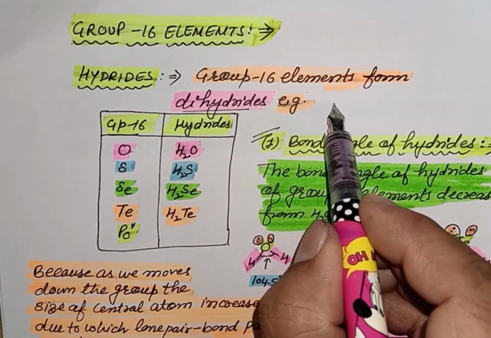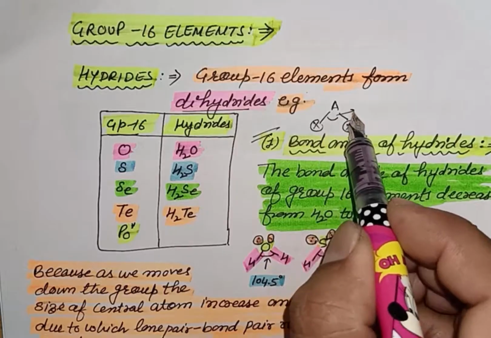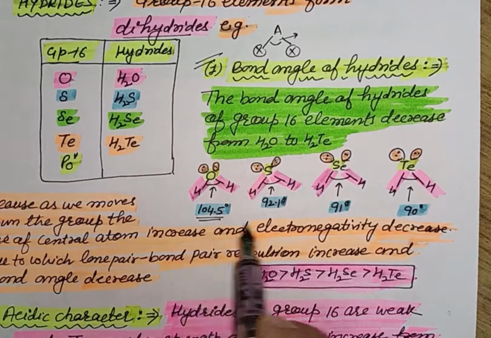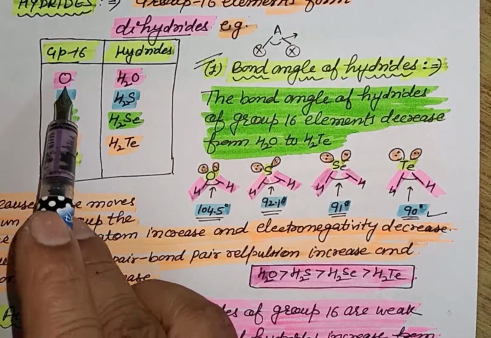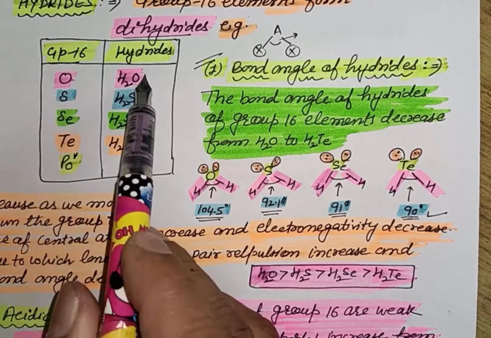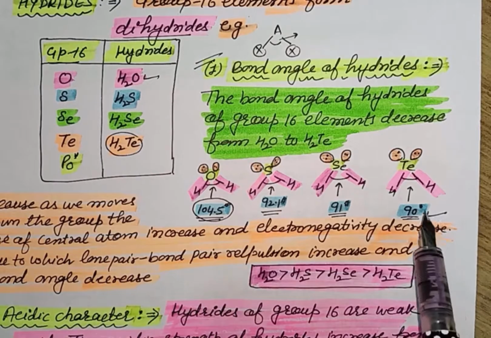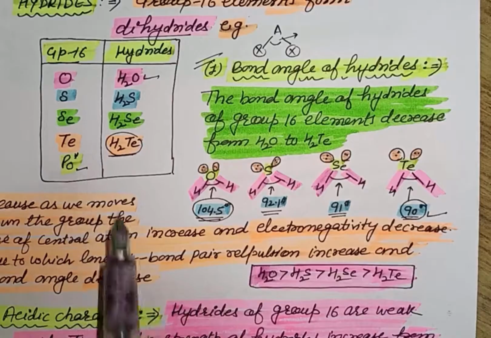The angle between any two adjacent bonds is called the bond angle. The bond angle may be between two lone pairs, between a lone pair and a bond pair, or between two bond pairs. They must be at adjacent positions. The bond angle of the hydrides of group number 16 decreases as we move down the group. H2O has the highest bond angle, that is 104.5 degrees, and H2Te has the lowest bond angle. Polonium is radioactive, so we will not talk about the hydride of polonium.